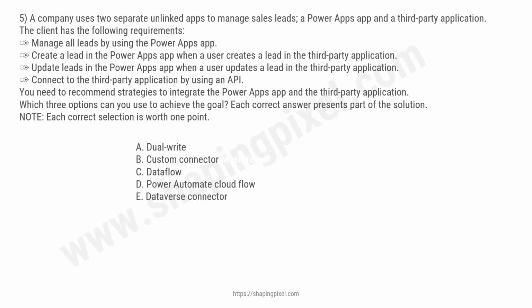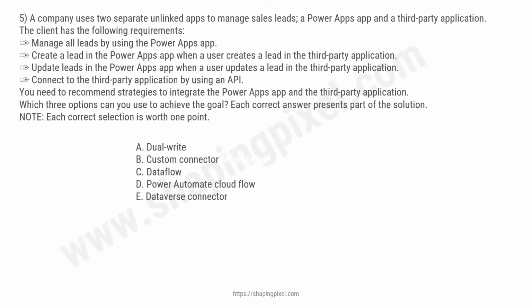Question number 5. A company uses two separate unlinked apps to manage sales leads, a Power Apps app and a third-party application. The client has the following requirements. Manage all leads by using the Power Apps app. Create a lead in the Power Apps app when a user creates a lead in the third-party application. Update leads in the Power Apps app when a user updates a lead in the third-party application. Connect to the third-party application by using an API.